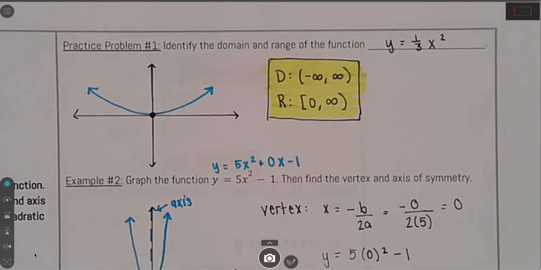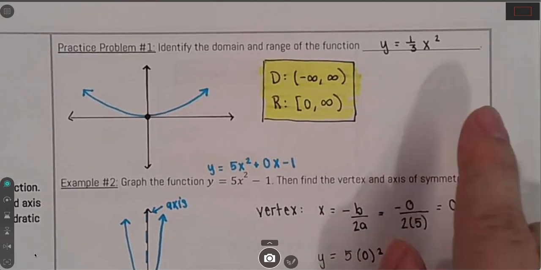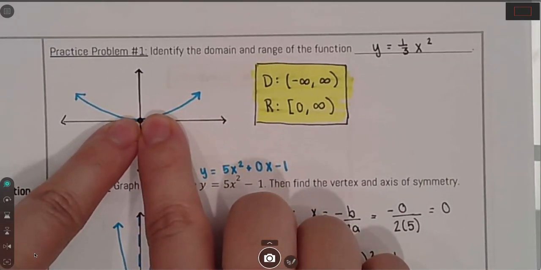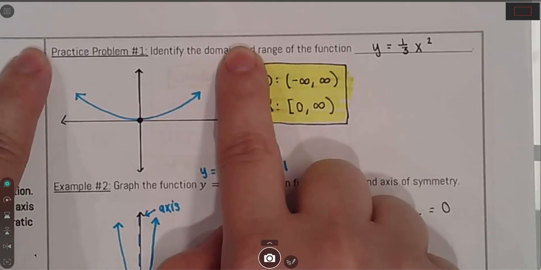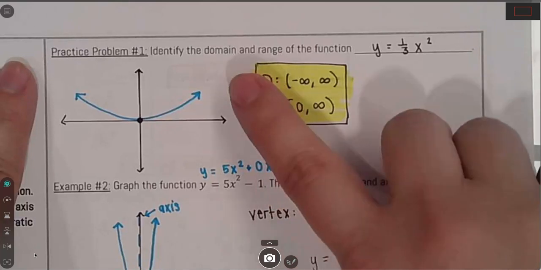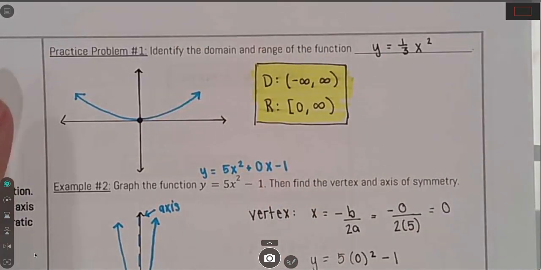Practice problem number 1. Identify the domain and the range of the function y equals 1/3 x squared. Same thing. The parabola is going to hit the origin. When you graph it on your calculator, it's going to open up kind of a little wider than usual. The domain is negative infinity to infinity. The range is 0 to infinity, including 0.